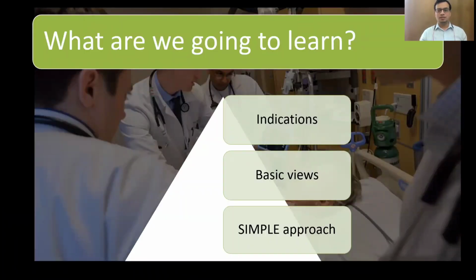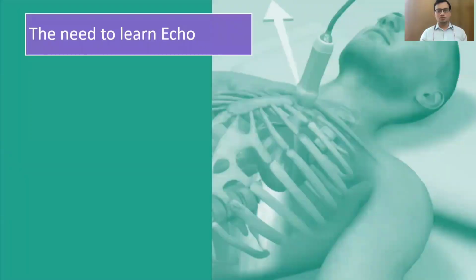So in basic critical care echocardiography, one should know the indications, how to obtain the basic views, and then how to use the simple approach in echo in emergency settings. In this video presentation, I'm going to cover the main indications and basic views only. The simple approach will be covered in the next video of the basic echo series.